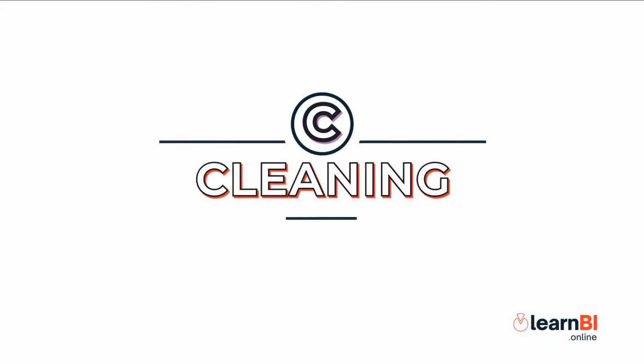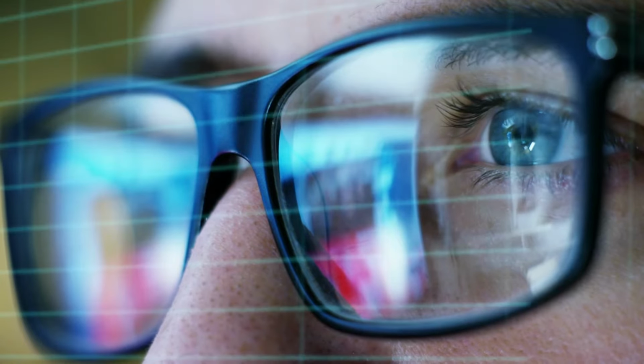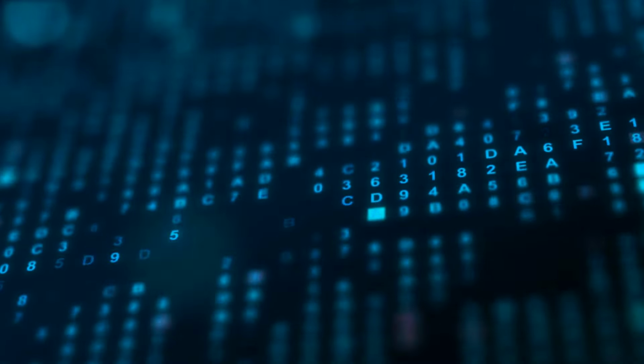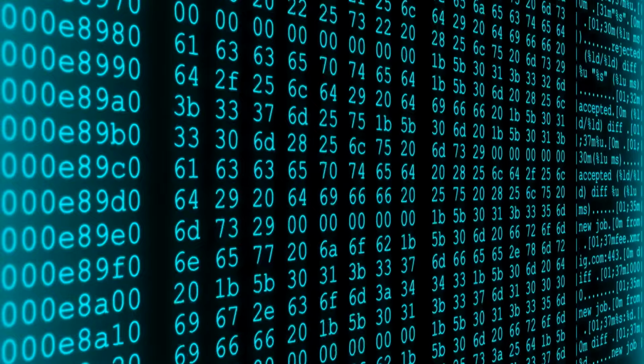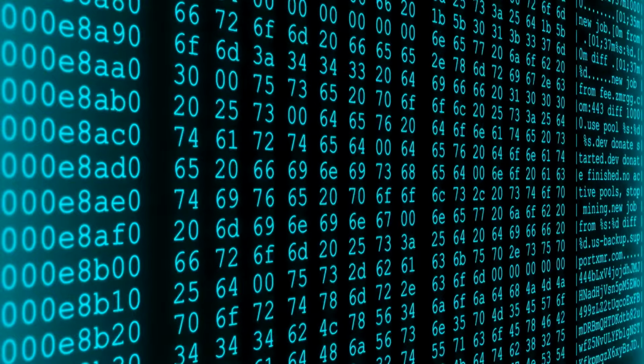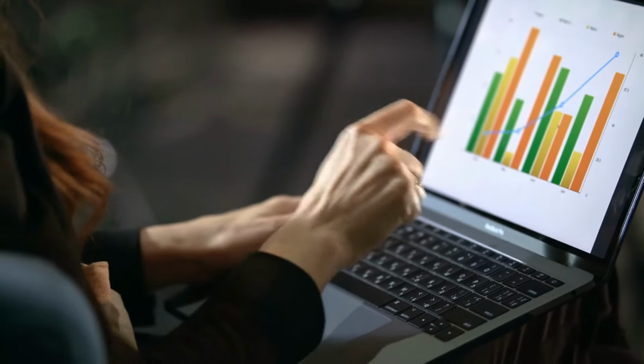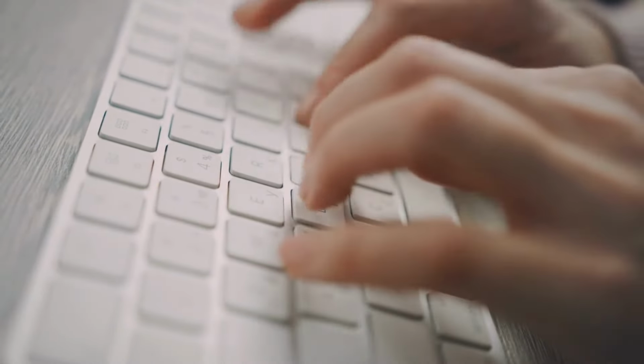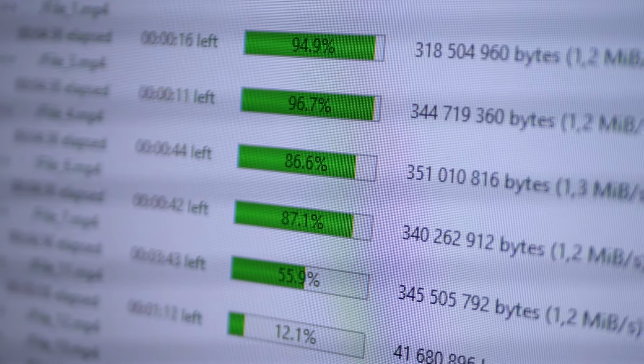C is for cleaning. Data cleaning is the process of identifying and correcting errors or inconsistencies in datasets in order to improve data quality and accuracy. Unclean data mostly occurs through manual data entry mistakes or corruption during data transfer.